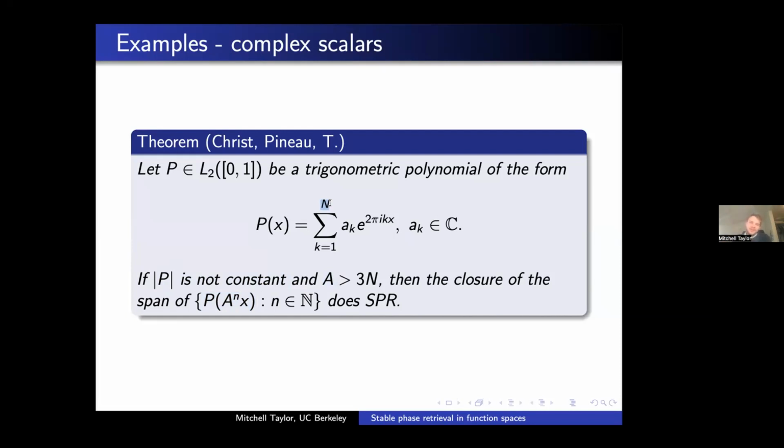And there's one key and very innocuous assumption in this theorem, and it's that this sum here starts at k equals 1. Okay, so if you look at this, you might think it's a contradiction to the last example, because I told you sine of 2 pi x and then dilating that function won't do stable phase retrieval. But that won't be an example of a polynomial of this form, because sine is formed from frequencies 1 and -1, right? So sine of 2 pi x is what?